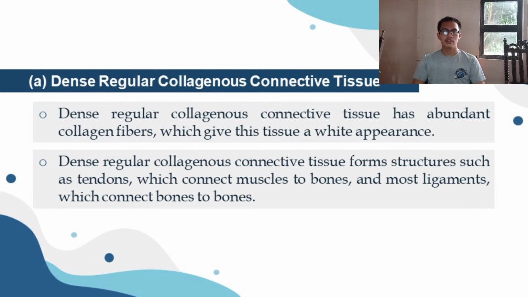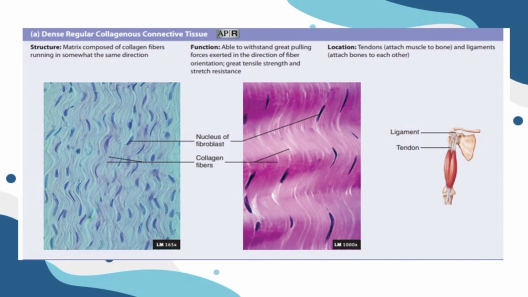The first dense tissue is the dense regular collagenous connective tissue. This tissue has abundant collagen fibers which give it a white appearance, and it forms structures such as tendons, which connect muscles to bones, and most ligaments, which connect bone to bone. Here is an image of a dense regular collagenous connective tissue.